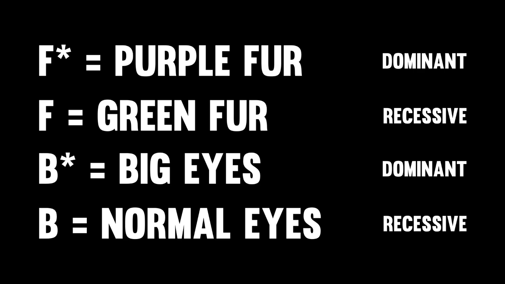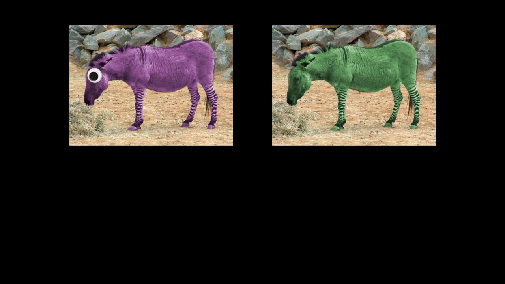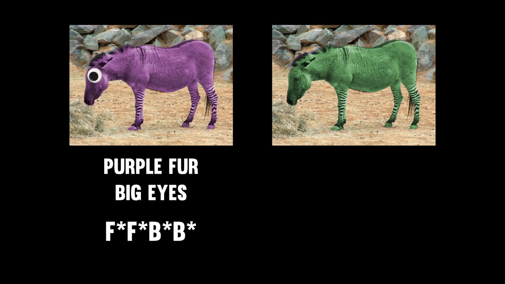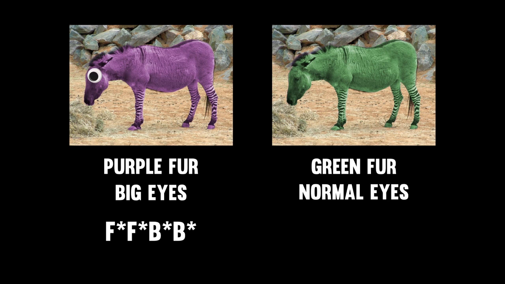So suppose we had two Z-donks. On the left we had one Z-donk with purple fur and big eyes, and it was F star, F star, B star, B star. That means it is homozygous dominant in both categories. And on the right we have a Z-donk with green fur and normal eyes, and that has FFBB, and that is homozygous recessive in both categories.